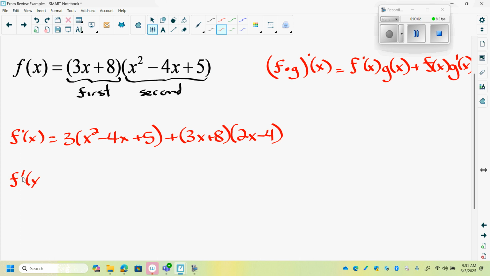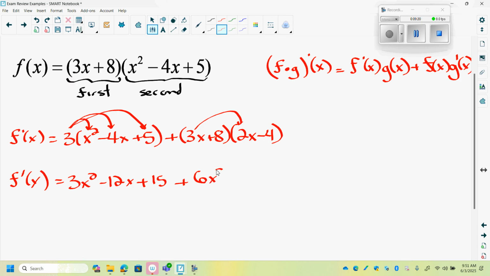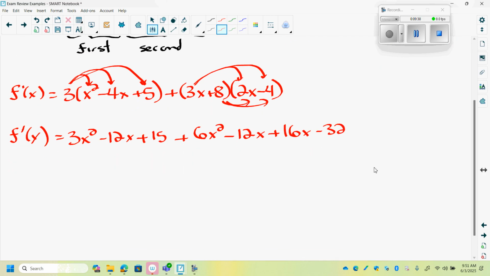If I were to simplify, this would become 3x squared minus 12x plus 15 plus, what's this going to give me? 6x squared, and that? Negative 12x, and this? And this. 8 times negative 4 is negative 32.